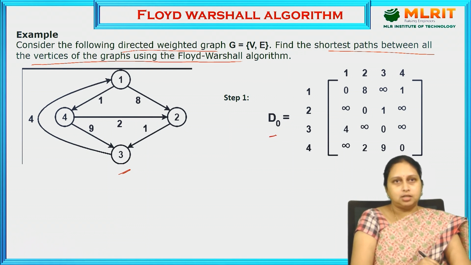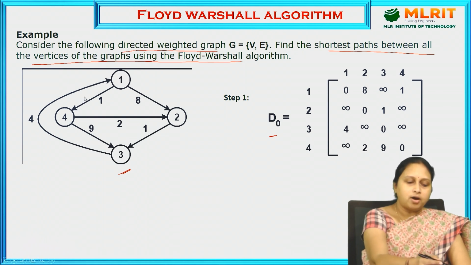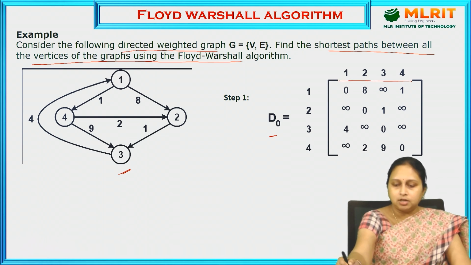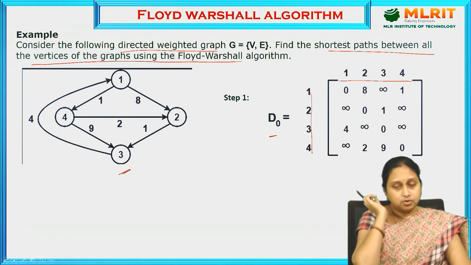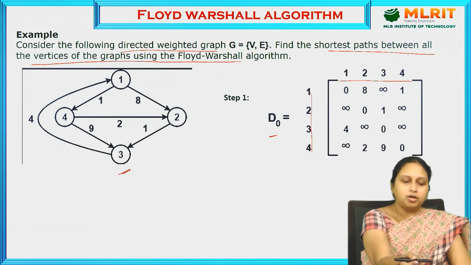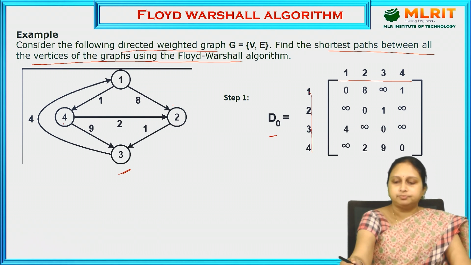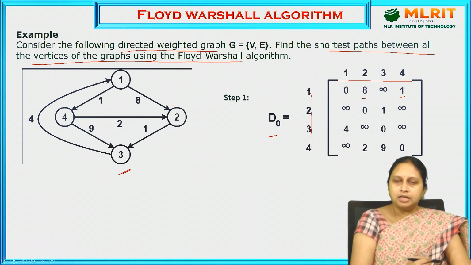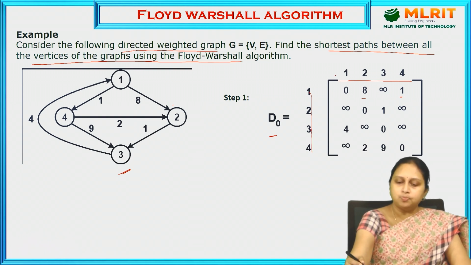What is D naught representing? Observe, what are the vertices you have? 1, 2, 3 and 4. They will be represented in the rows as well as in the columns. Now write the weights that were given for each edge. For 1, you have edges 1 to 2 and 1 to 4. 1 to 2 has weight 8 and 1 to 4 has weight 1. For 1 to 1 you don't have any self loop, so we place 0. For 1 to 3 you don't have any edge connection, so we replace it with infinity.